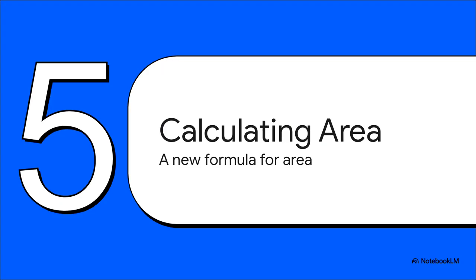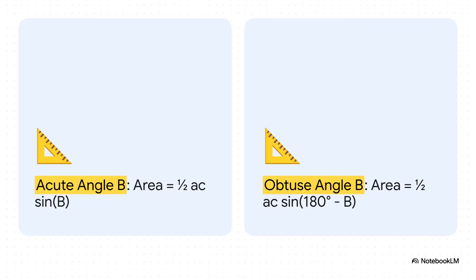But wait, there's more. We can go even further. We all learned the classic formula for a triangle's area, right? 1/2 base times height. But what if you don't know the height? Well, trigonometry gives us an amazing, powerful new tool to find the area of any triangle, as long as you know 2 sides and the angle squished between them. And the formula itself is so elegant. For any triangle out there, the area is just 1/2 times the length of side 1 times the length of side 2 times the sine of the angle that's trapped between them.